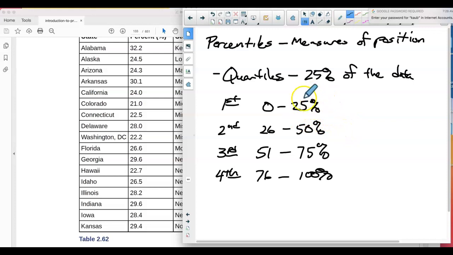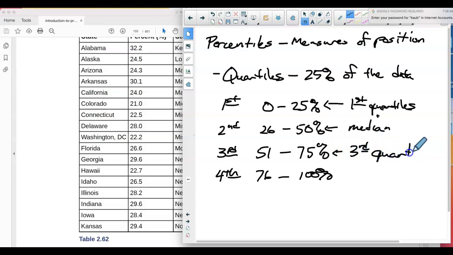So at 25%, we call it the first quartile break, or the first quartile. At the second quartile, we have a special name that's called the median. So the median that you computed in the past is at the 50th percentile. At the 75th percentile, it's called the third quartile. And at the 100th percentile, that's called the max value. And at 0, it's called the minimum.